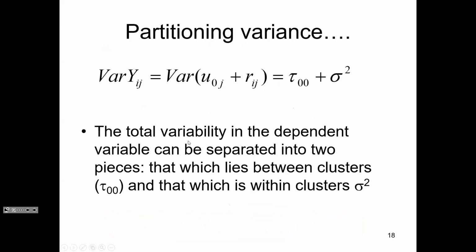Okay, so again, this is really important. We can take those two residuals and compute the variances of those two residuals. And we assume that those residuals are independent of each other, so those variances are not going to have a covariance between them.